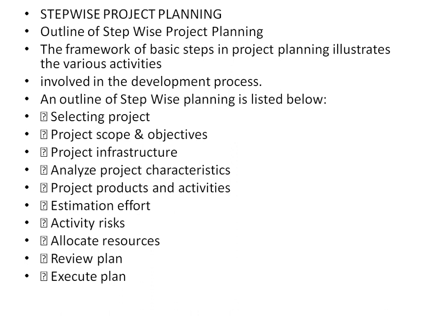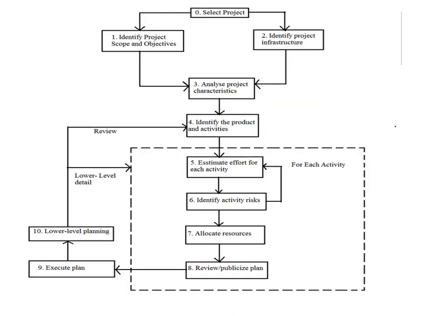The steps are: selecting projects and project scope and objectives, project infrastructure, analysis of project characteristics, project products and activities, estimation of effort, activity risk, allocating resources, reviewing the plan, and executing the plan. You select the project and identify the project scope, then identify the project infrastructure, then move on to analysis of the project characteristics, then identify the product activities. You have the estimation of effort for each activity. Then identify the activity risk, then allocate resources, then review and publish the plan. The published plan will be given for the execution of the plan.